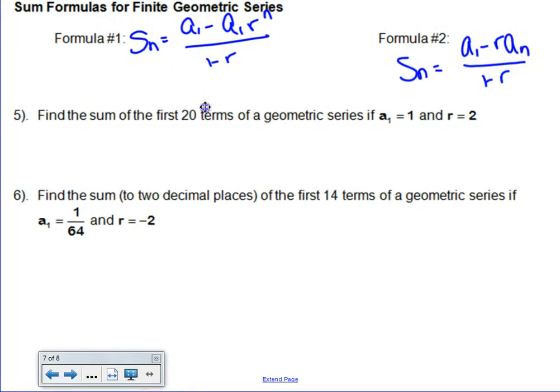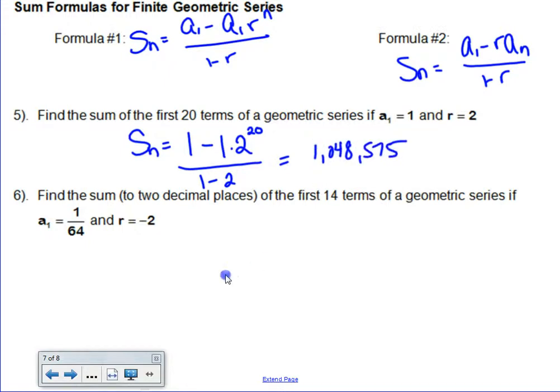So this first example, find the sum of the first 20 terms of the geometric series. I'm going to use the first formula because that's the information I have. So that'll be first term is 1 minus my first term again, 1, times my common ratio to the nth power, the 20th power, over 1 minus the common ratio of 2. So typing that on my calculator, it's big. It's 1,048,575.